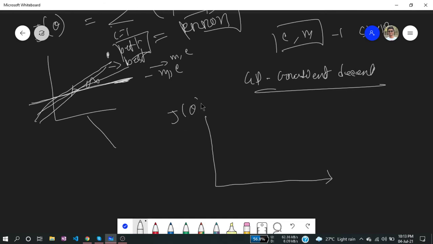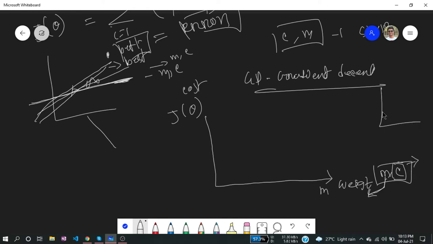So this is my cost function, J(θ). We have assumed this is my cost function. And suppose this is my weight. Weight means that might be m or that might be c. But for the initial condition, I'm just assuming this is just m. Your c is constant right now. You are not changing your c.